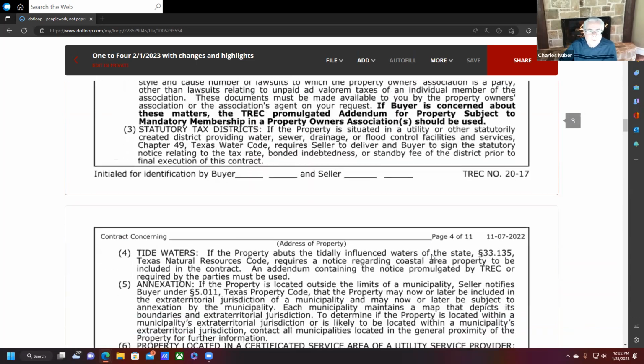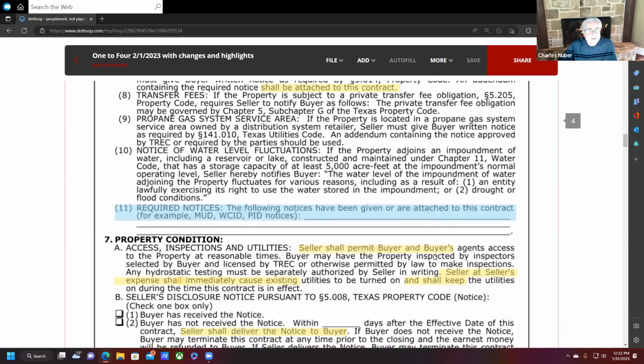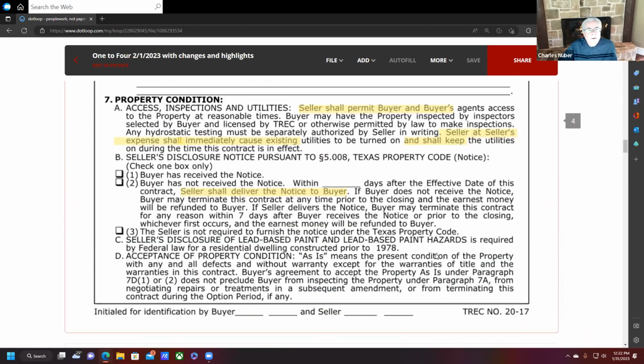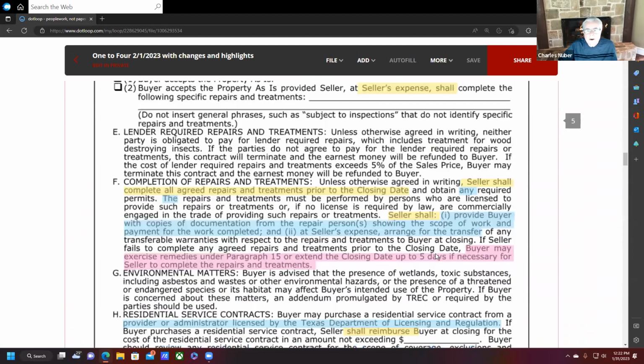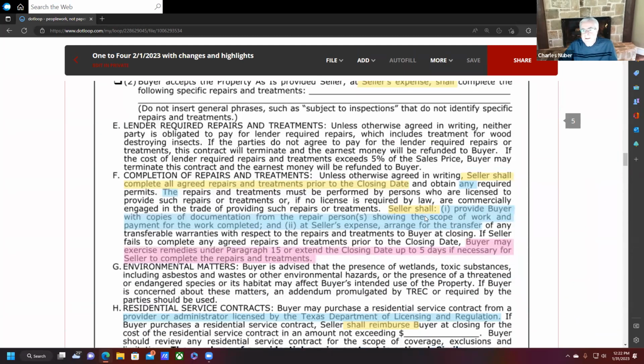So let's go to paragraph 7, because this is a major change. Property condition, right here. Seller shall provide buyer with copies of documentation from the repair persons showing the scope of work. That is a new phrase in the contract, scope of work. How many of you are familiar with scope of work? Scope of work includes this.